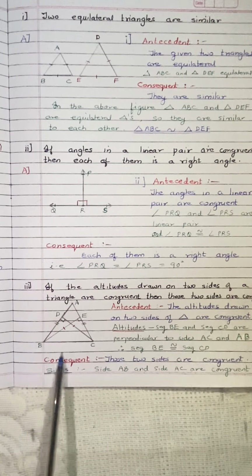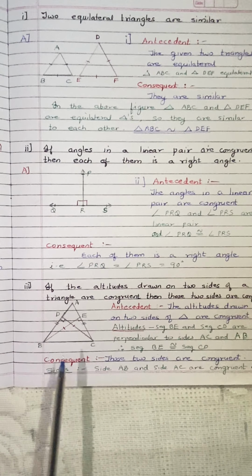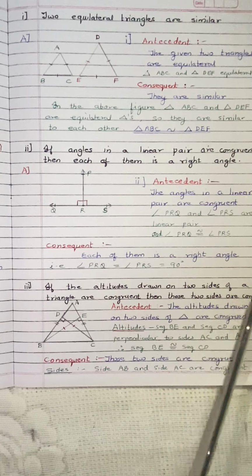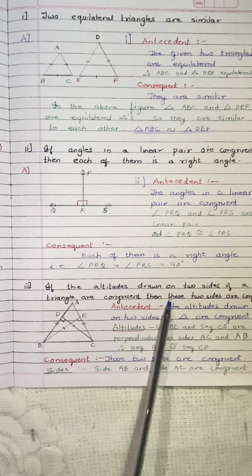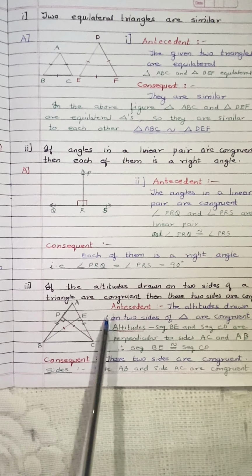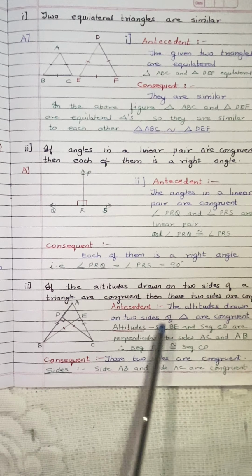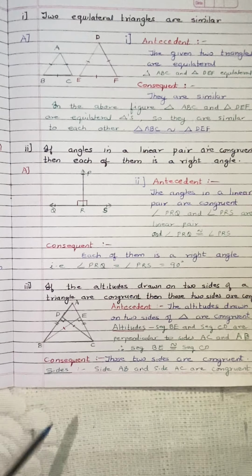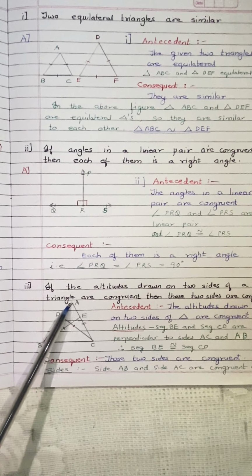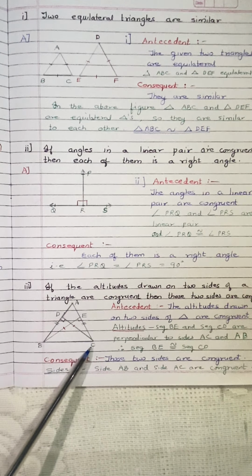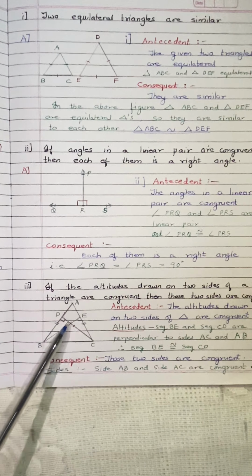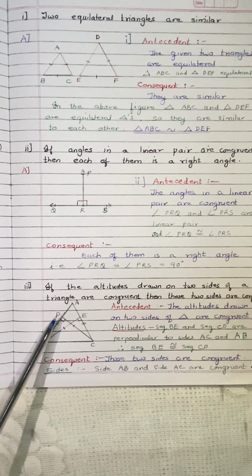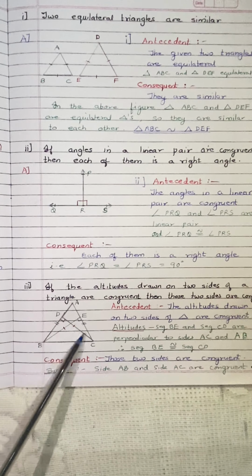Sub-question 3. If the altitudes drawn on two sides of a triangle are congruent, then those two sides are congruent. Antecedent: the altitudes drawn on two sides of the triangle are congruent. These are the altitudes drawn from vertex B to side AC and from vertex C to side AB. If the altitudes are congruent, then we have to say that the two sides are also congruent.